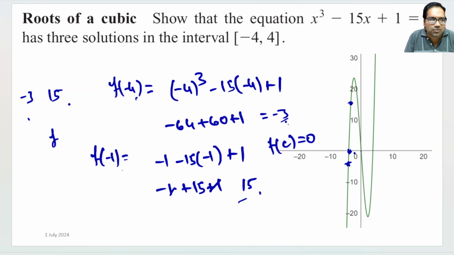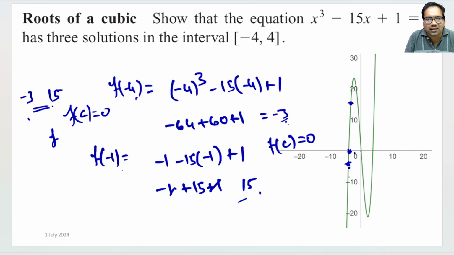So definitely there is a root between minus 3 and 15, because at that place, whatever that c is, f of c will be equal to 0, and that 0 is between minus 3 and 15. Basically, what we are trying to say is the graph is negative at some point, the graph is positive at some point. So obviously, and the graph is continuous because all polynomials are continuous. It has to cross the x-axis at some point, right?